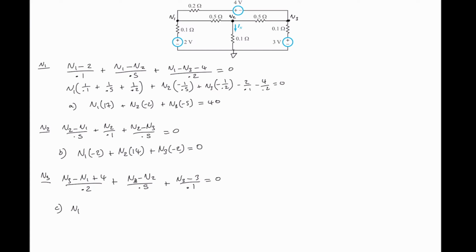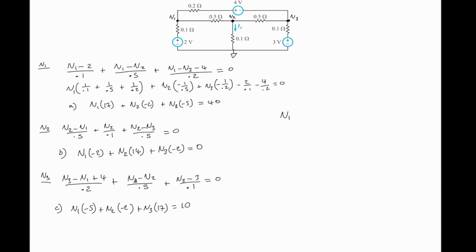Simplification leads to equation C: V1 with negative 5, V2 with negative 2, V3 with 17, equal to 10. So we apply KCL at all 3 terminals and generate the node equations for all 3 terminals. Simplification of each gives equations A, B, and C. We factor out all the variables, and we could just put them into a calculator to punch out the needed values. So simplification followed by simultaneous solution leads to V1, V2, and V3.